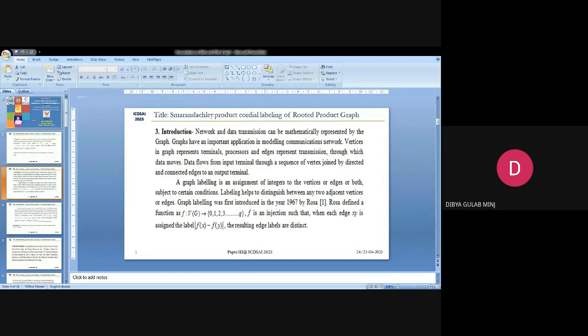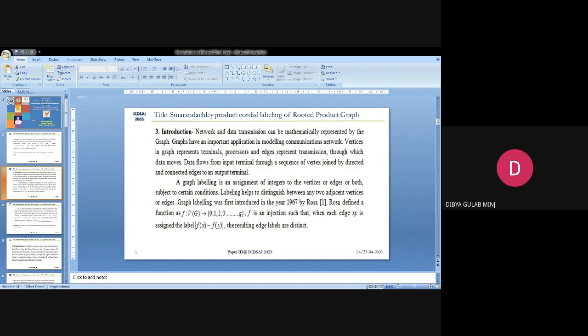Now I will explain one theorem which satisfies the condition of Smarandache product cordial labeling. The m into n dimensional rooted product graph Pm composition Pn admits Smarandache product cordial labeling where m, n is greater than or equal to 3. To prove this, we will see the four conditions. First, where m and n both are even, we label all the vertices of all odd rows with 1, 1, and vertices of all the even rows are labeled as 0, 1, 0, 1 respectively.